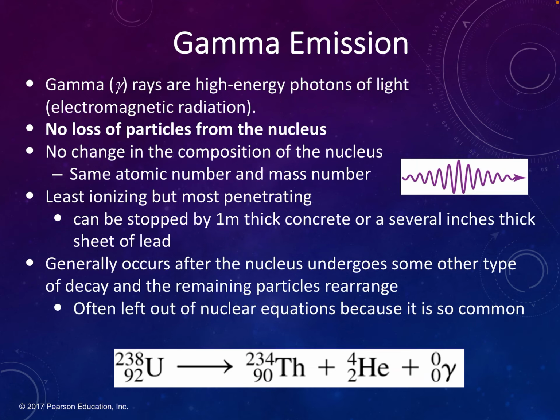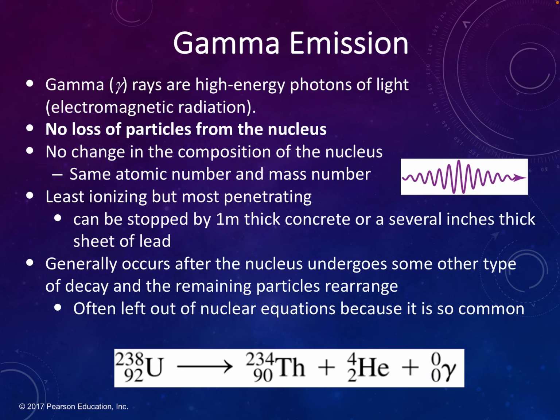It's the least ionizing because it doesn't have any mass to it, right? There's only so much damage it can do. But it's the most penetrating because it's so much smaller. So if you were to protect yourself from gamma emission, you could just have about a meter thick of concrete, which, okay, think about a meter stick, right, that we use in lab, big, huge meter stick. You'd have to have that much thick of concrete or several inches thick sheet of lead. So this gamma emission really can penetrate, but again, not as ionizing.